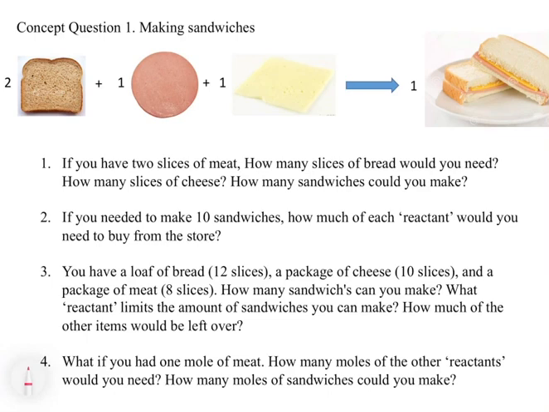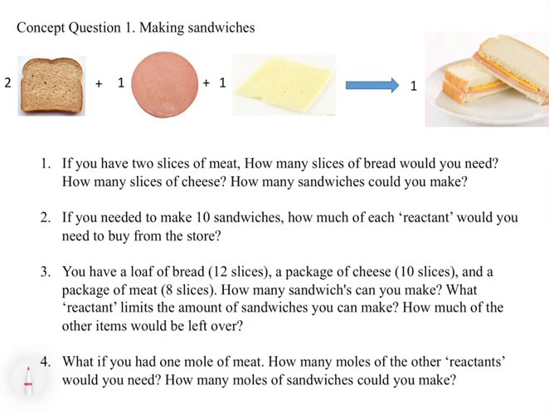So if we have 2 slices of bread, 1 slice of meat, and 1 slice of cheese, we can make a sandwich. So this is basically a recipe. Now, we have a pretty good conceptual grasp of this, so we could ask some pretty simple questions. If you have 2 slices of meat, how many slices of bread would you need? How many slices of cheese would you need? How many sandwiches could you make? These are all things that we can do relatively simply just in our mind.